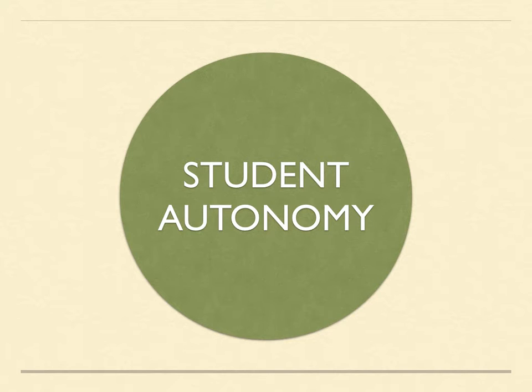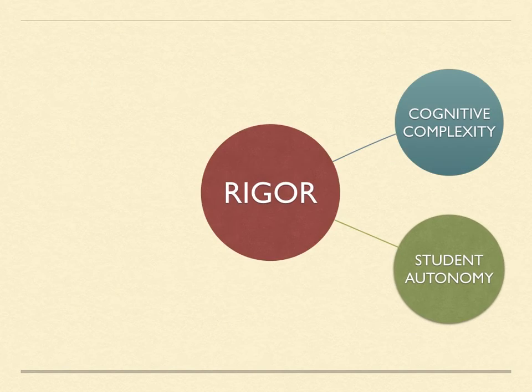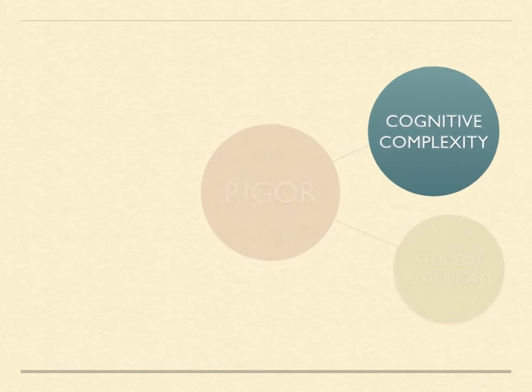So when we're talking student autonomy, we're really talking about independence. To what extent can a student independently do the work, meet our expectations and the proficiencies and the levels on their own? So getting back to our definition of rigor, being cognitive complexity and student autonomy, rigor being one of the core components of proficiency.